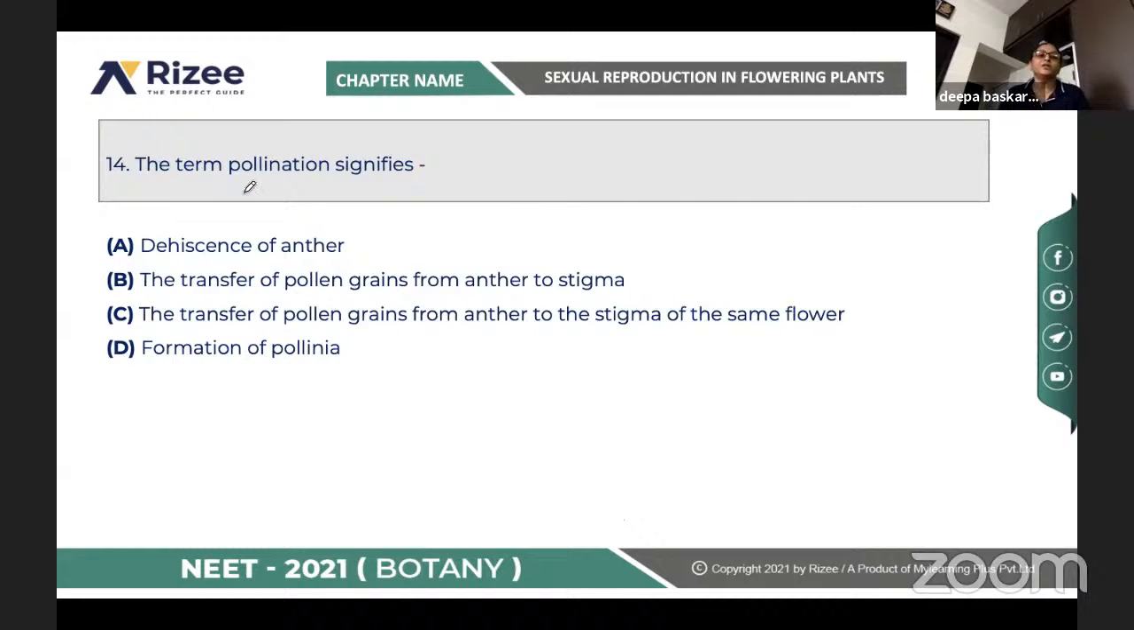The term pollination signifies dehiscence of anther. What do you mean by dehiscence? Release of anther. Clear. The transfer of pollen grains from anther to stigma. So this is the correct definition for pollination. Next one is the transfer of pollen grains from anther to the stigma of the same flower. This is also pollination, but it is not necessarily needed. Formation of pollinia.